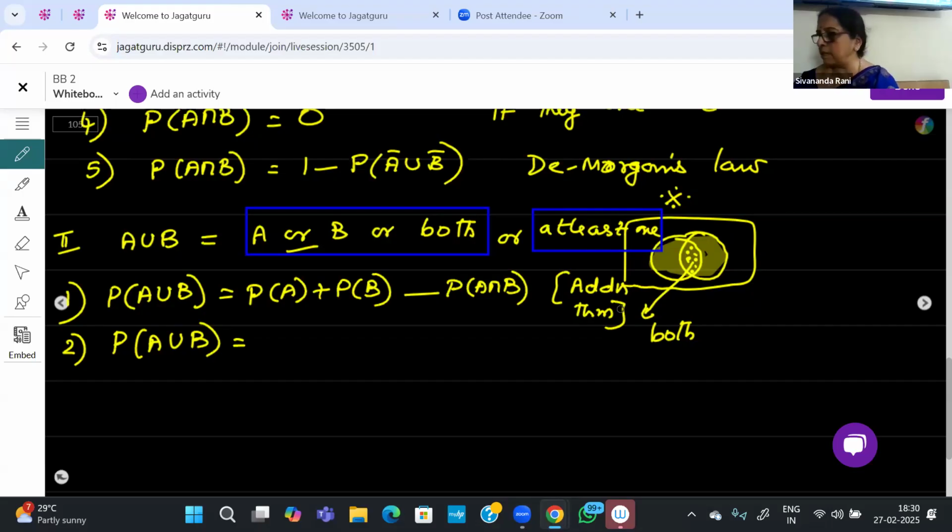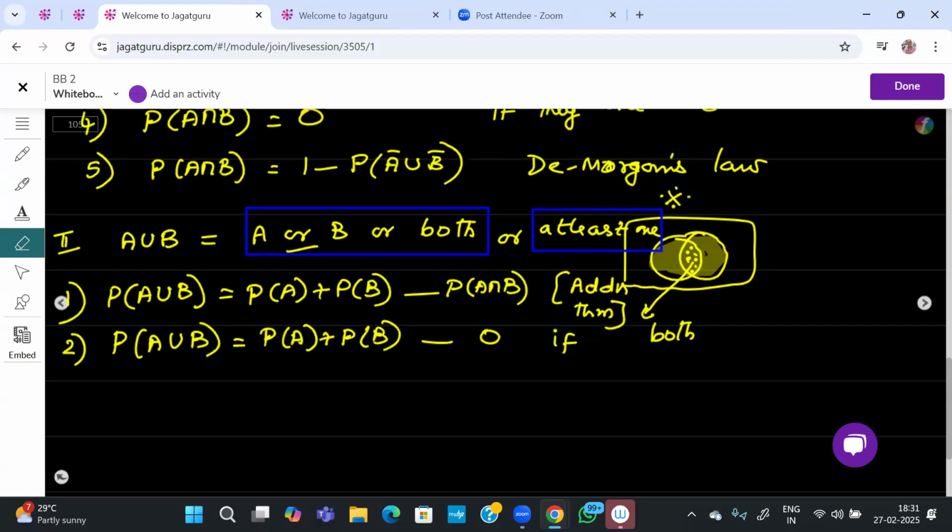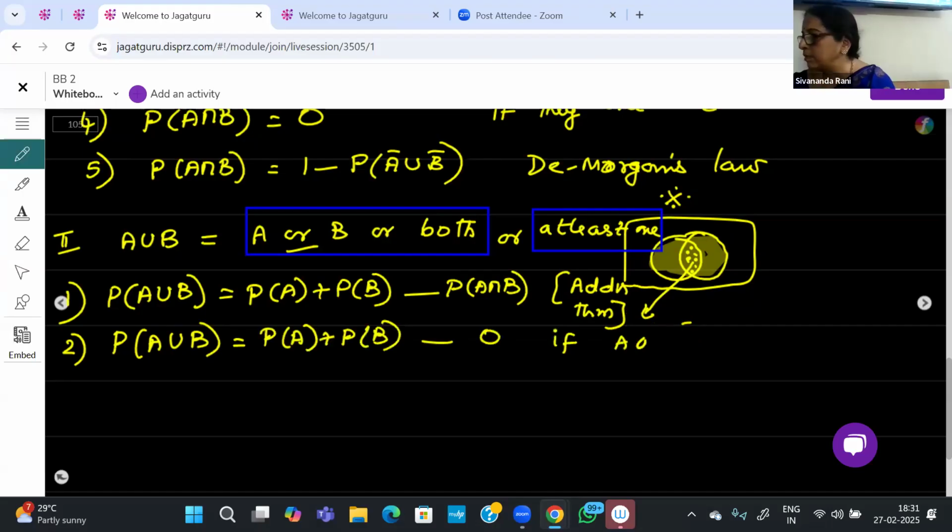Of course, there are many corollaries of this addition theorem. So we can think of all those. P of A plus P of B minus 0 if, can you complete? Mutually exclusive. Very good, Anirudh. If they are mutually exclusive, your addition theorem turns out to be this, right?